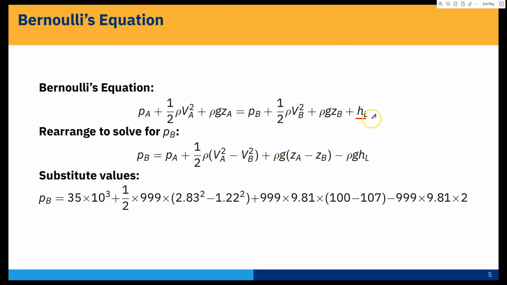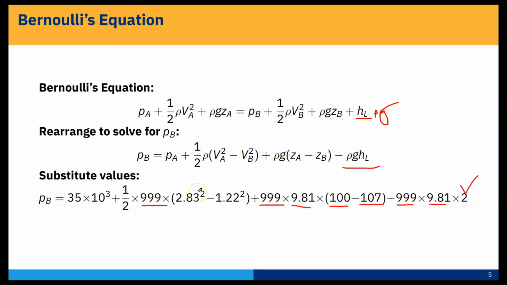Actually, this is water, so the energy loss is in meter of water, so we have to multiply by rho into G. So ZA minus ZB minus rho G HL. So plug in all these values. So 35 kilopascal into 10 to the power 3, plus half, rho is 999, the water density, then VA 2.83 whole square minus 1.22 whole square, rho 999, G is 9.81, ZA minus ZB is 100 minus 107, then minus rho again 999 into 9.81 and HL is given as 2.